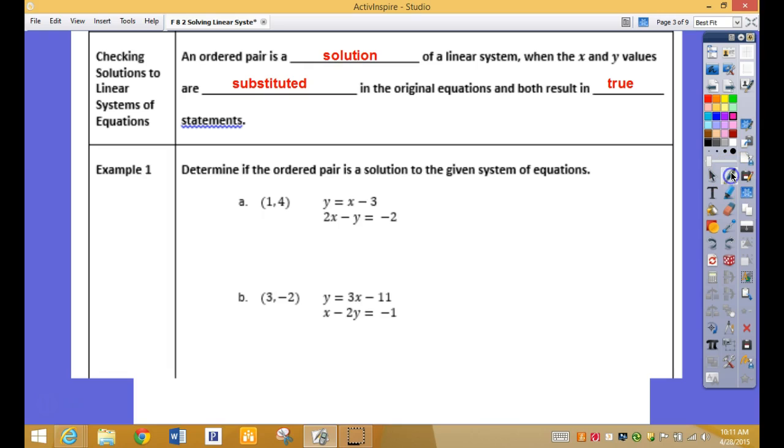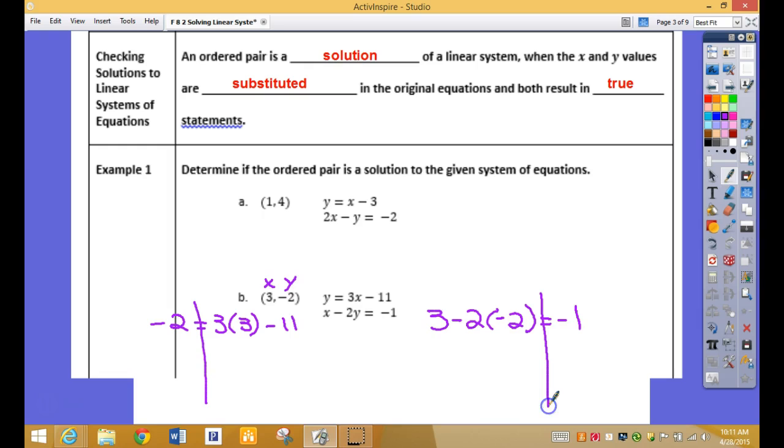All right, so now let's rewrite the second one so we can see our nice work and it's easily written. Here's our x and our y. Let's do the first one. y, which is negative 2, equals 3 times x, which is 3, minus 11. This one will be x, which is 3, minus 2 times y, which is a negative 2, equals a negative 1.